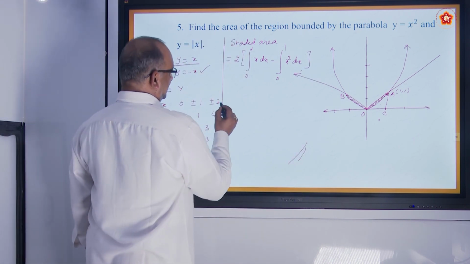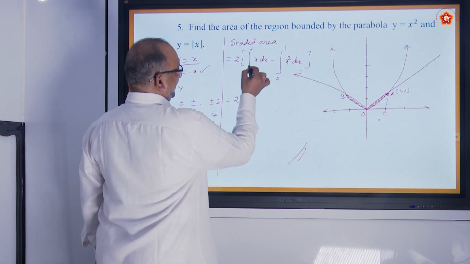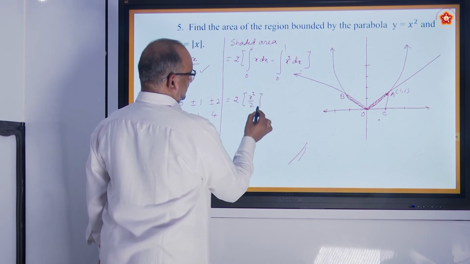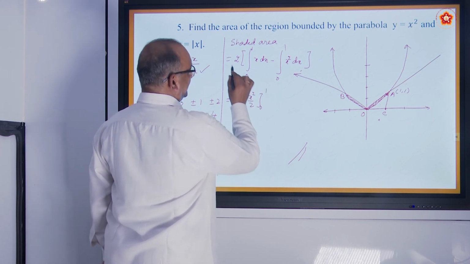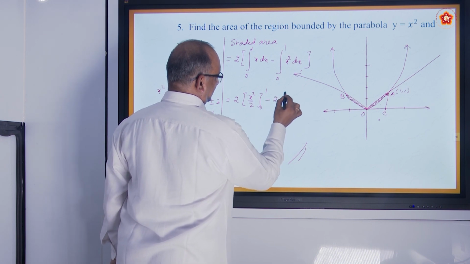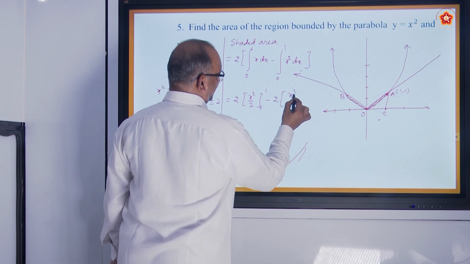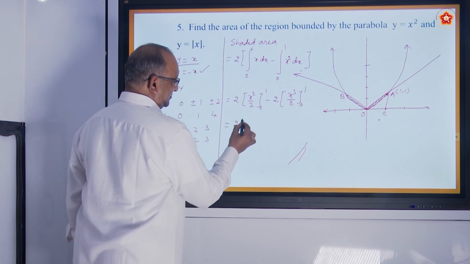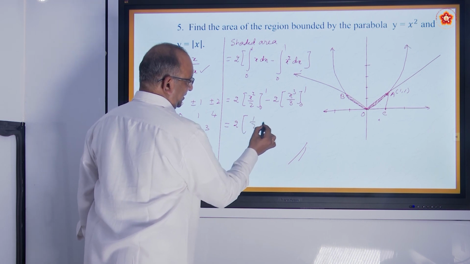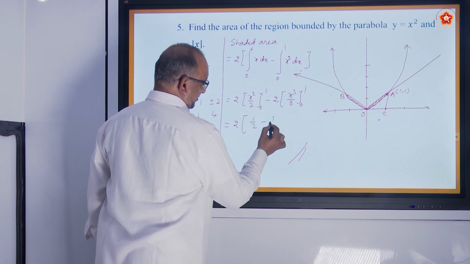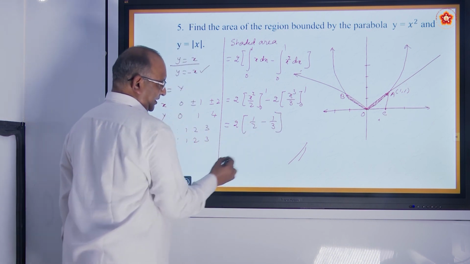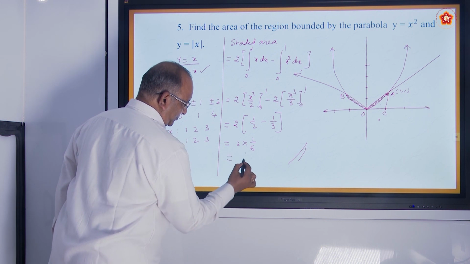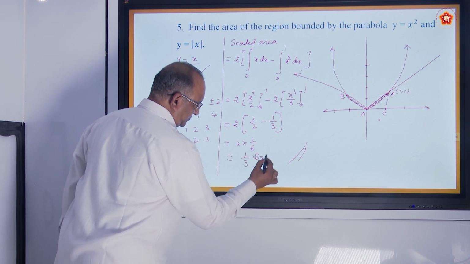So calculate now. It will become 2. Integration of x is x square by 2, 0 to 1. This 2 is multiplied this side also. This is what? X cube by 3. Same 0 to 1. So 2 can be kept outside. Substitute 1, it will become 1 by 2. Substitute 1, it will become 1 by 3. 1 by 2 minus 1 by 3 is 1 by 6. So 2 into 1 by 6 is equal to 1 by 3 square units.